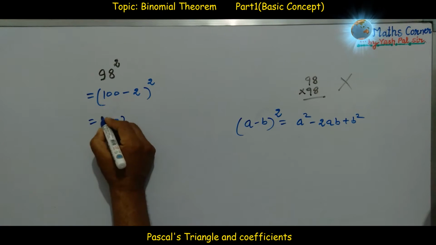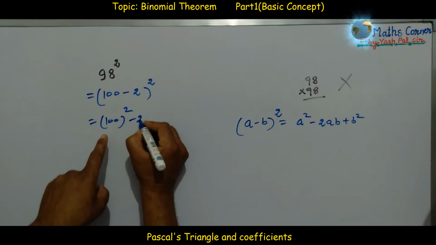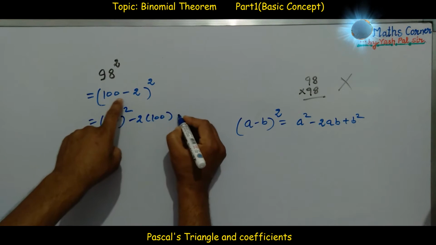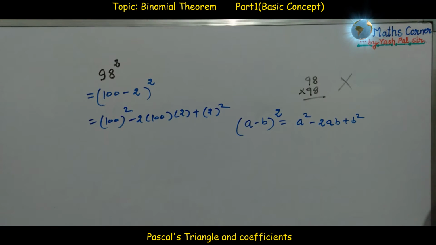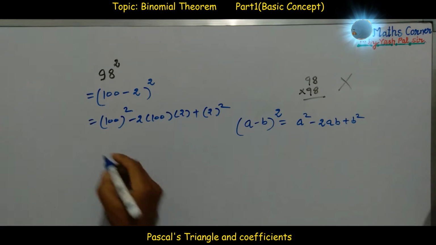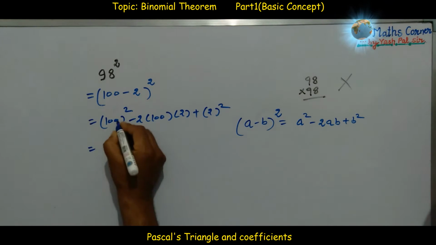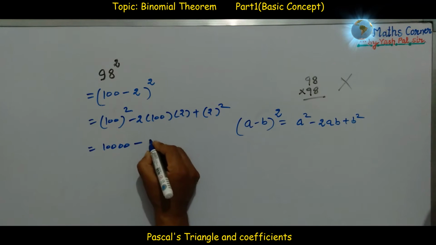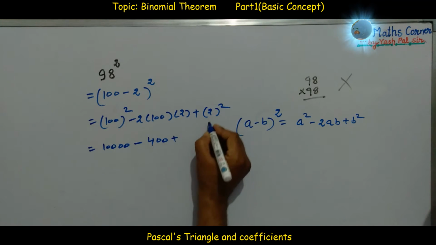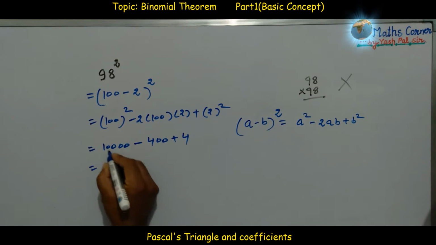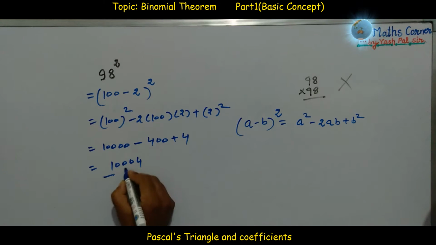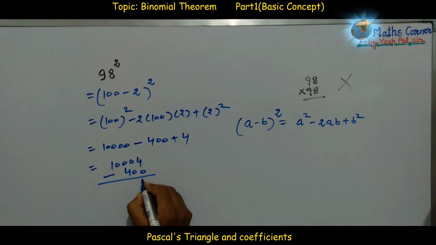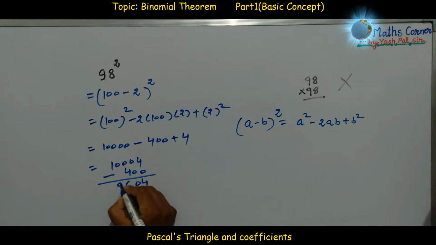It becomes 100 whole square minus 2 into a, which is 100, into b, which is 2, plus b square, meaning 2 whole square, right? So this way the answer is 10000, again two zeros, minus 2 into 2 is 4, 400, plus 2 into 2 is 4. So this becomes 10000 plus 4 minus 400. Very easily now, 9604 is the result.